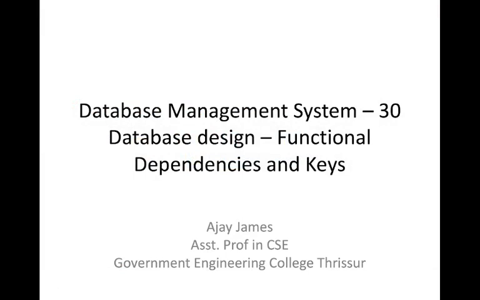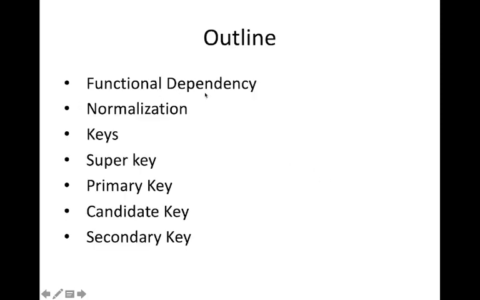Hello all. In this lecture we will see the second part of database design. So in this lecture we will see formal guidelines. Before going to formal guidelines, we will see what we mean by functional dependency, and also we will learn about keys. You will see functional dependency, then what is meant by normalization, keys, what is super key, primary key, candidate key, secondary key, all these things. So this is very important. Then only you will be able to follow how to design this formally.